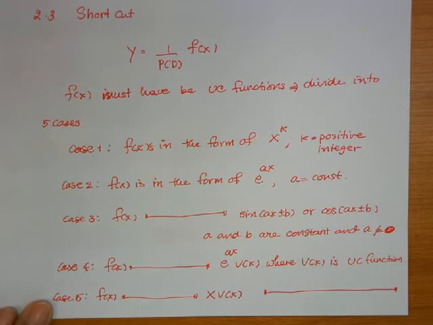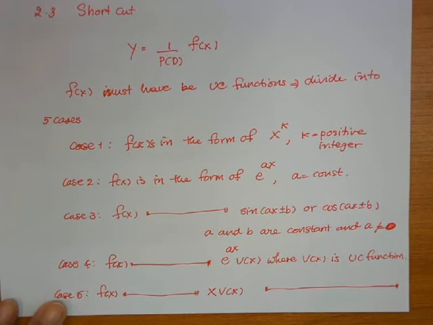Now, if you consider that f(x) is a UC function, then to use shortcut, they are divided into 5 different cases. These 5 cases are just divided, we classify them by taking a look at the f(x) function. So case 1, our f(x) is the term of the power of x. For the power of x, it's going to be UC only when k is a positive integer.